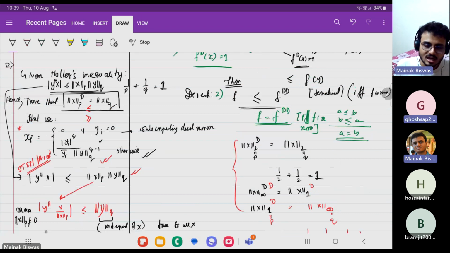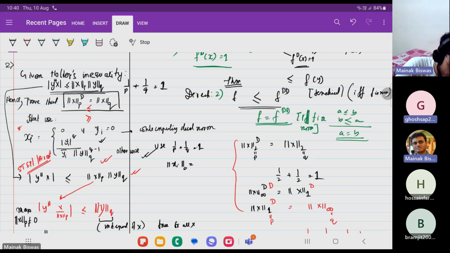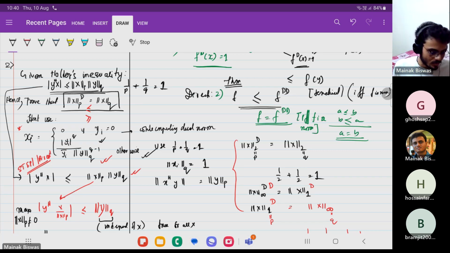So I've already shown you, if you use 1 by p plus 1 by q equal to 1, you will be seeing xi is equal to, the q norm in this case is equal to 1, right? And you will also be seeing that x transpose y or x Hermitian y is equal to the p norm of y. Let me just check this is true. Yes, correct, right?